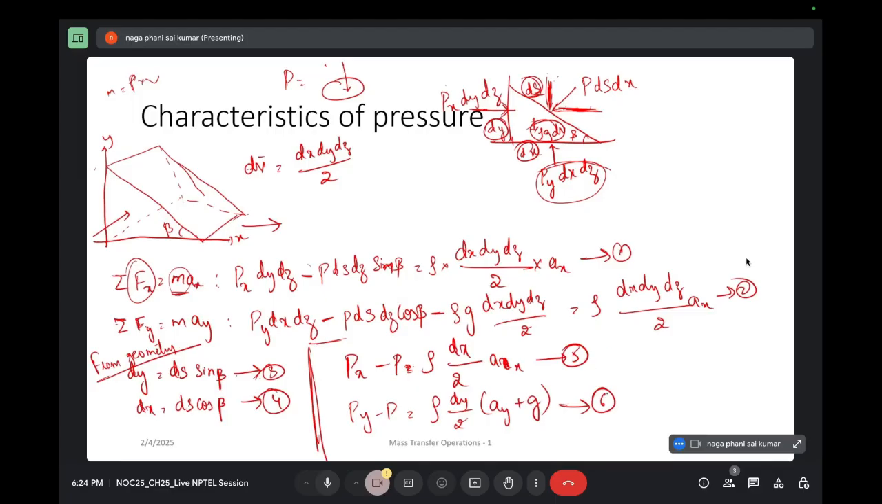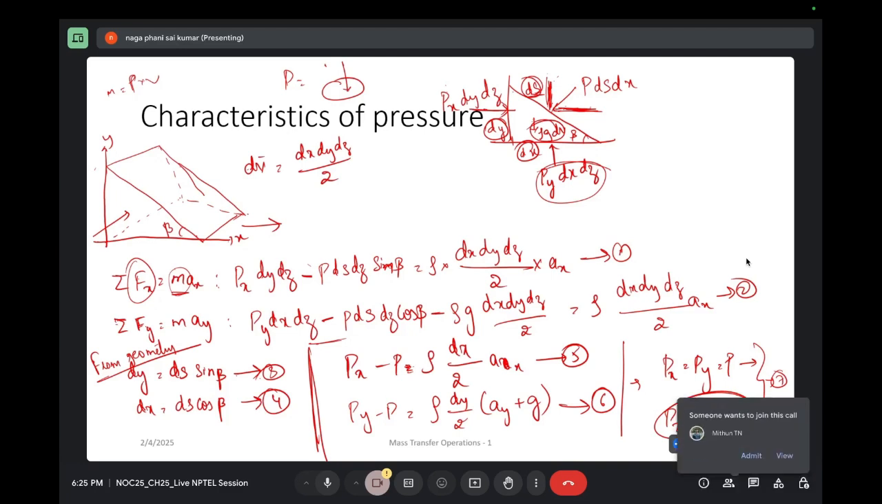So if you compare equations 5 and 6, you can say that px is equal to py is equal to p, and also px is equal to pz is equal to p. If you also take z components and do the same thing, you will get this as well. Let's say this is equation 7. So that means the value of pressure acting at any point in a fluid at rest will be equal regardless of its direction. So px will be equal to py is equal to pz.